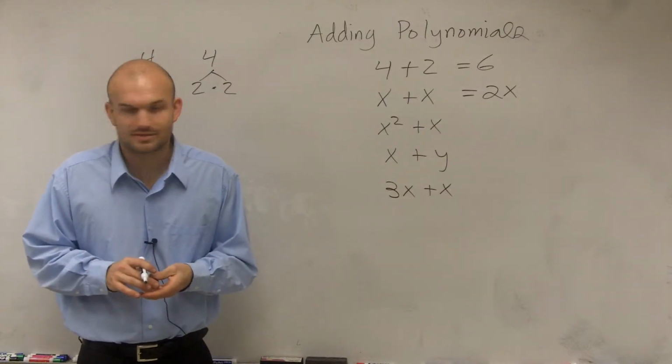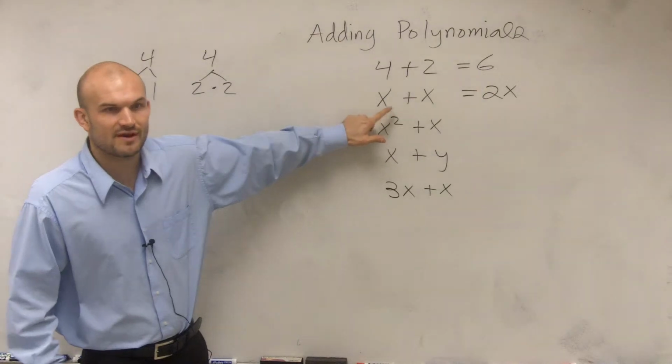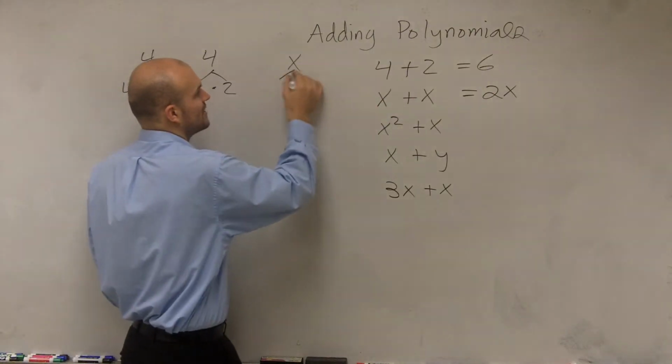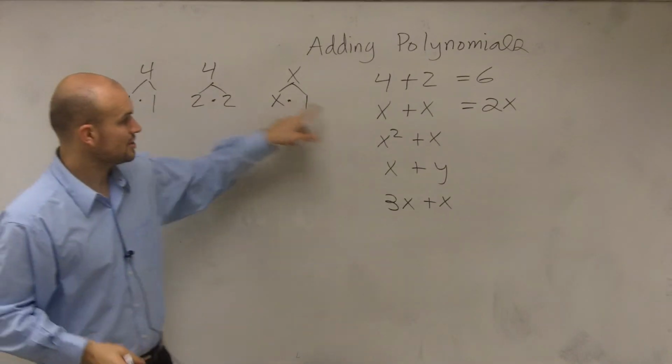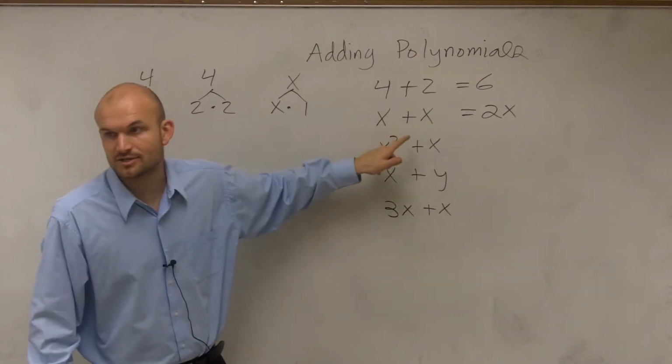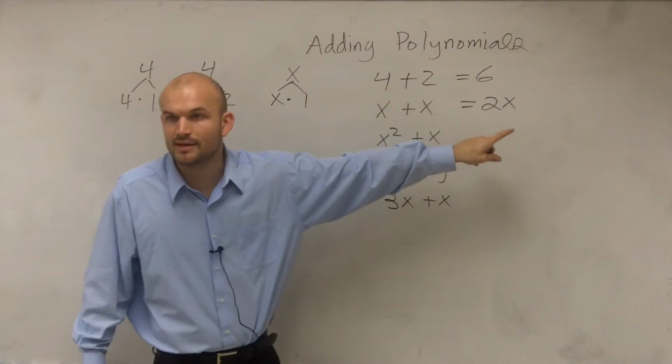So what I'm asking you, for you guys to combine like terms, you have to have like variable factors. So we look at the variable factors. If I was going to factor x, you can only factor x into x times 1, right? So therefore, since these can both be factored by the same variable factors, you can combine them.